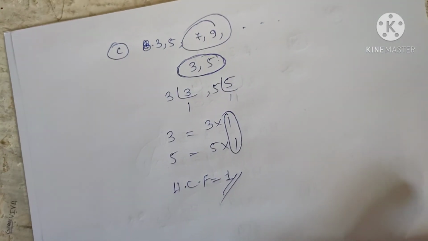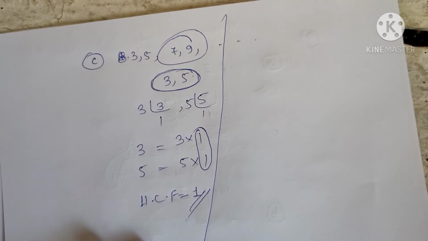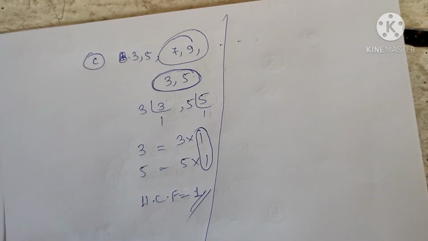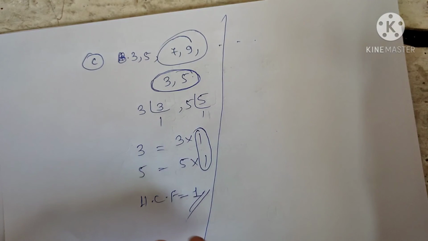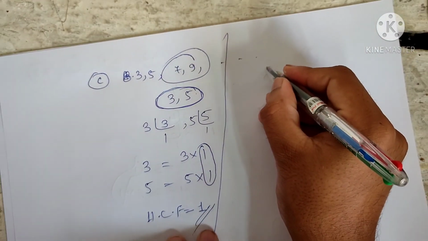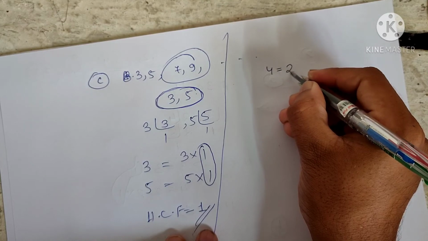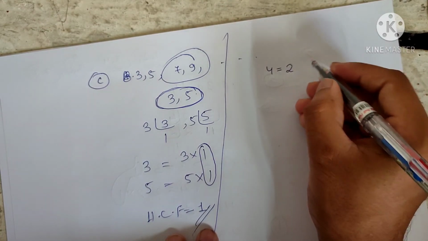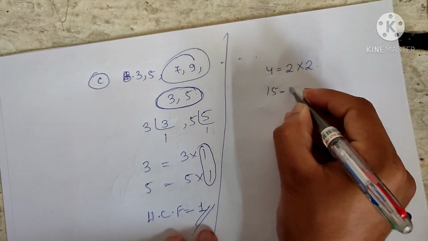Okay, the last question for today is number 3. So what is the question saying? Let me just check the textbook. Okay, HCF is given. The question says that after solving by prime factorization, for 4 you are getting 2 into 2, and for 15 you are getting 3 into 5.